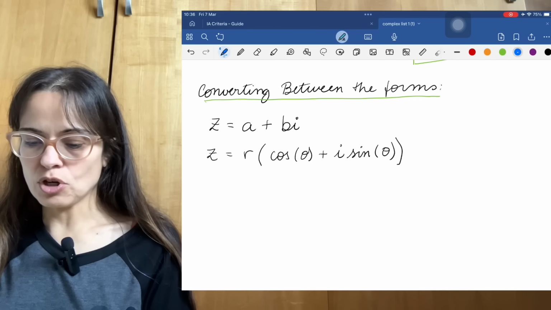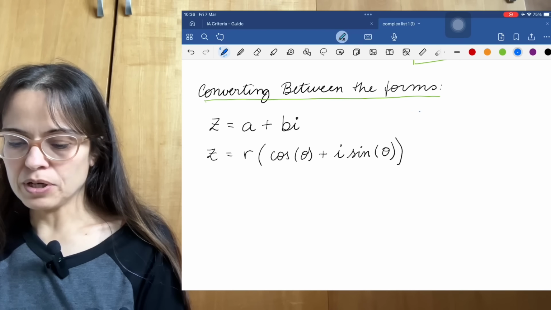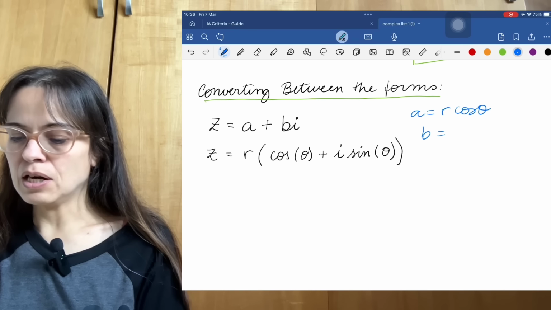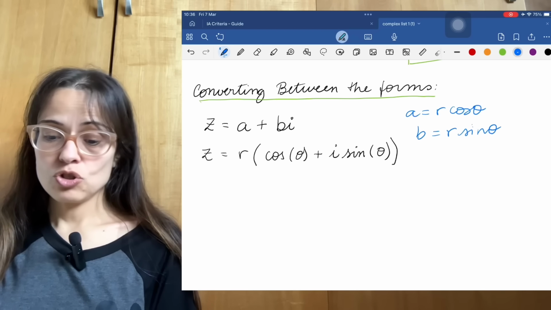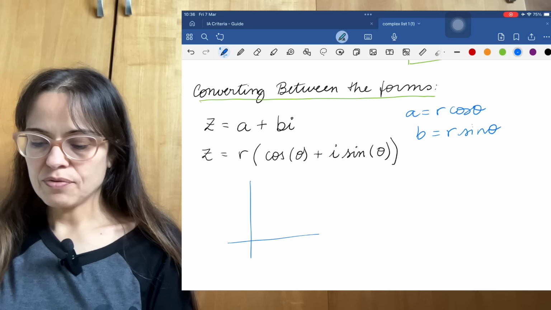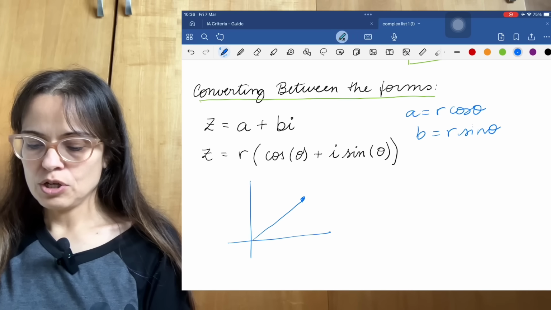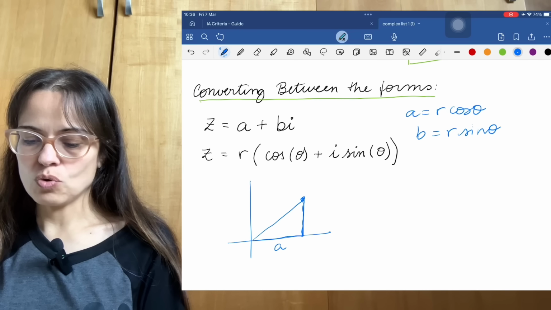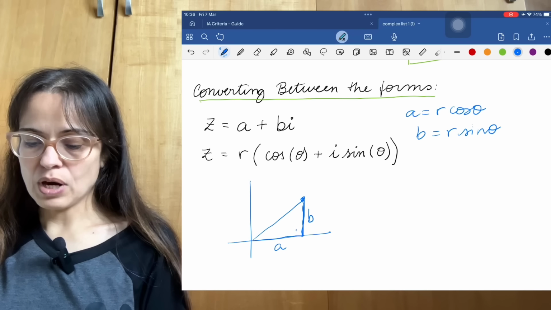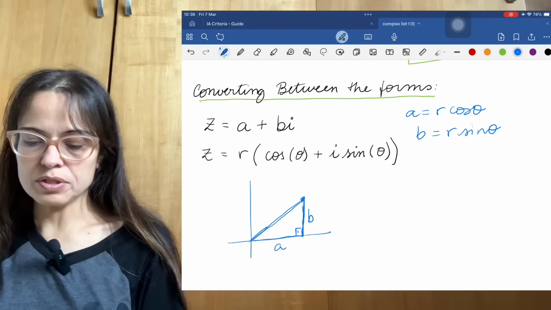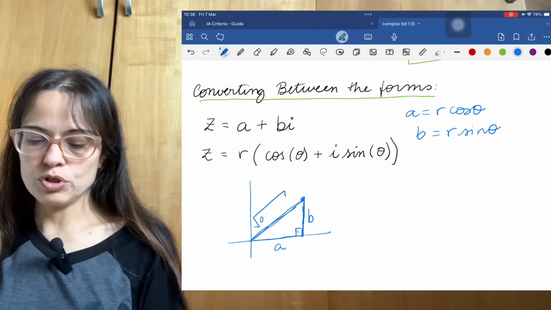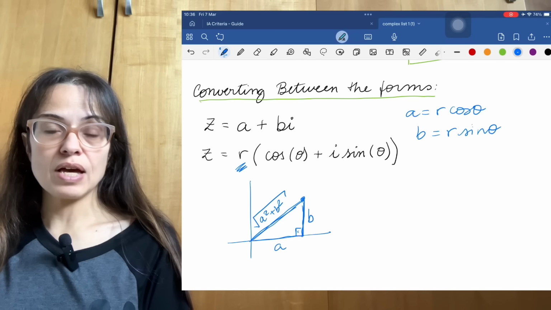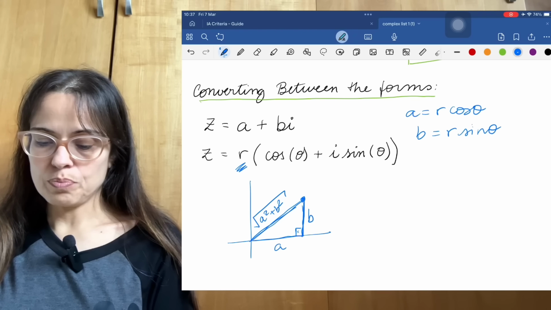And some of these things are obvious, like the real part is R cosine theta, and the imaginary part is R sine theta. Now let's try to do it the other way around. You have an A plus Bi here, which means that this is A, the real part, and the imaginary part is going up, it's B. This is a right triangle, so here is the hypotenuse. By Pythagoras, it's going to be this. But that is also the modulus of that complex number, right? It's the distance between the point and the origin.